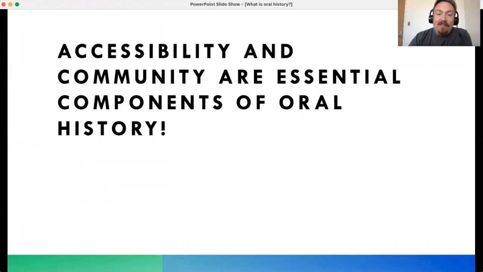At this point, you might be noticing that we're talking a lot about accessibility and community. That's because accessibility is an important component of oral history, and oral histories have historically been a community-oriented practice. This is in part because of the history of how oral histories themselves were made.